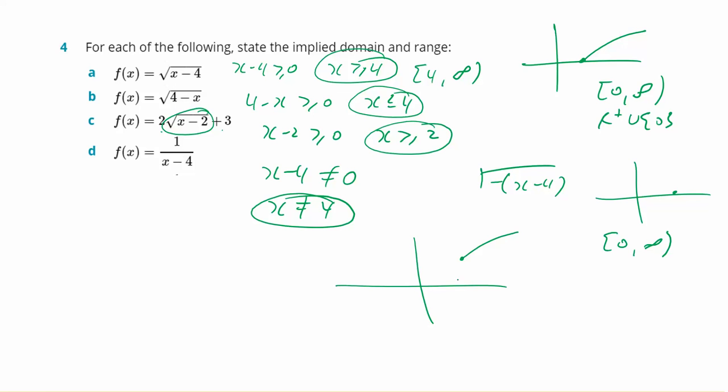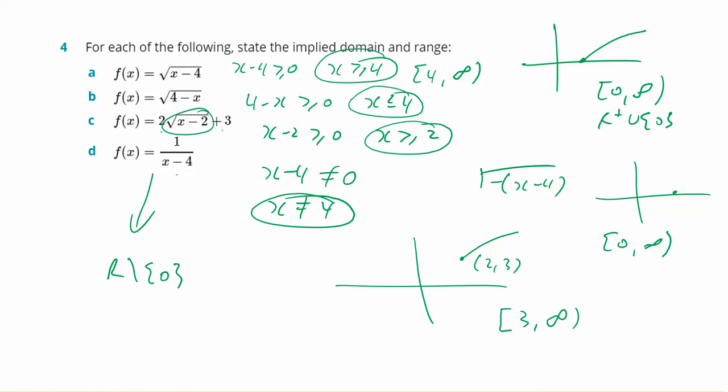For C, the graph has moved 2 to the right and 3 up, so it's going to have this shape. This would be the point 2, 3. The range would be 3 to infinity, including 3. For D, well, it hasn't moved up or down, so the range would be just the asymptote still at y equals 0. So the range would just be reals excluding 0.